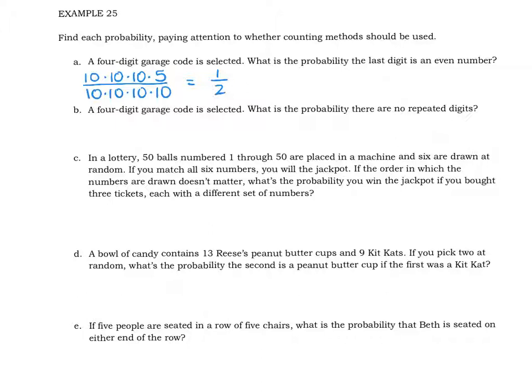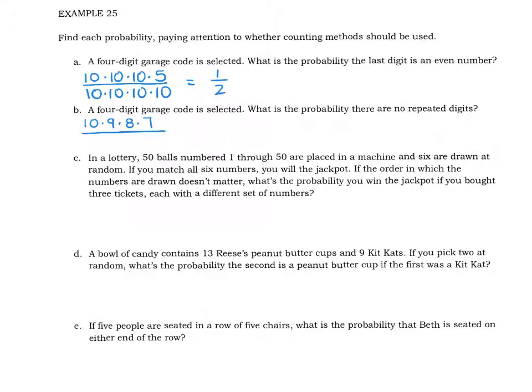All right, a 4-digit garage code is selected. What's the probability there are no repeated digits? So the numerator, again, no repeats. So the first digit can be anything we want. You've got 10 choices. Once you've pulled out one of those numbers, you're not going to use it again. So you would have 9 choices for the second, then 8 choices, and then 7 choices.